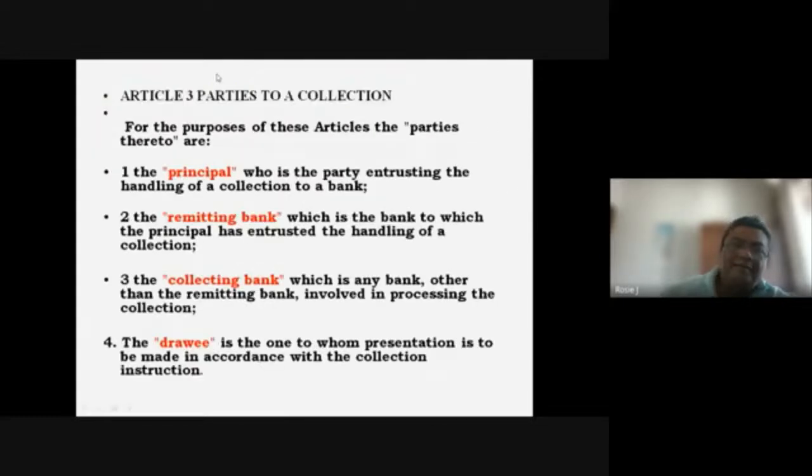And also, this is a simple thing. These are the parties to a collection, right? Because principal is the person, the exporter. Remitting bank is the exporter's bank, right? Collecting bank is the importer's bank, and drawee, the person who has to pay, is the importer.